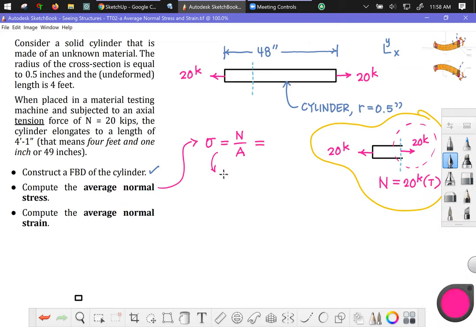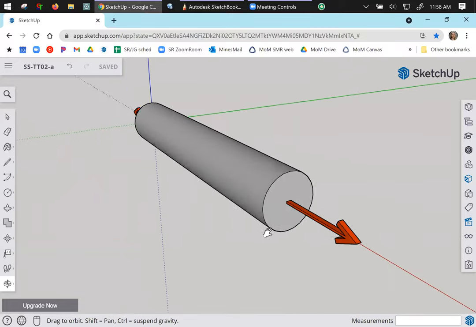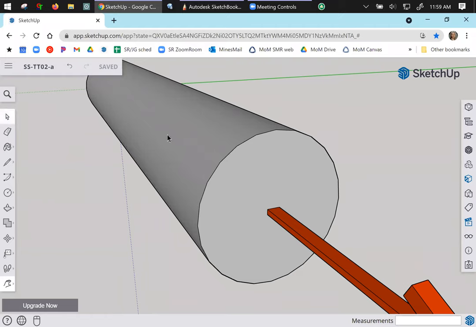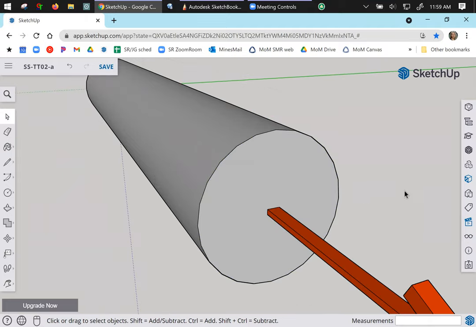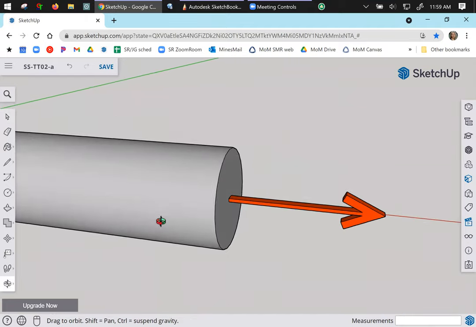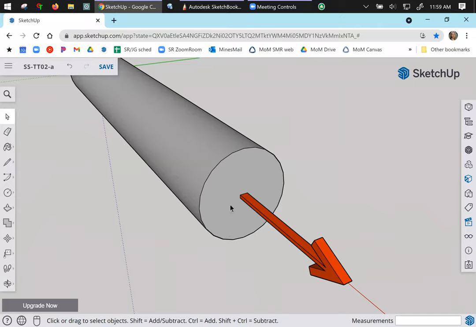Okay, I'm running out of space, so I'm just going to go down a line here and plug in. So in the numerator, we want to do 20 kips. In the denominator, what area do we want? Well, we want the area of the cross-sectional plane, right? So in other words, we want the area of this circle. This is the cross-sectional plane right here, the one that's got the blue dots on it now.